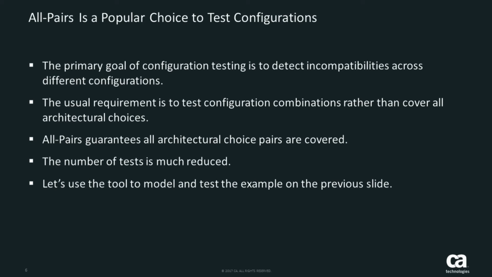So the usual requirement is to test configuration combinations rather than just pick off all the architectural choices one by one and make sure we cover them all. And AllPairs guarantees all the architectural combinations are covered. So the number of tests is much reduced, which is really helpful to us, and I want to show you how we can use ARD to model and test the example that I showed you on the previous slide.